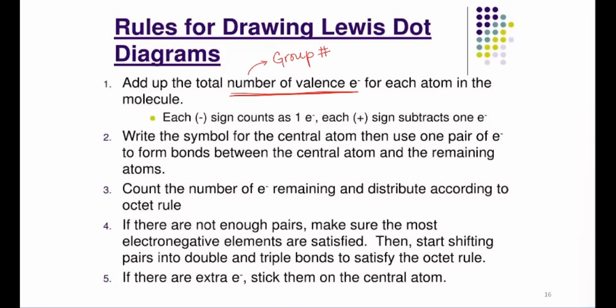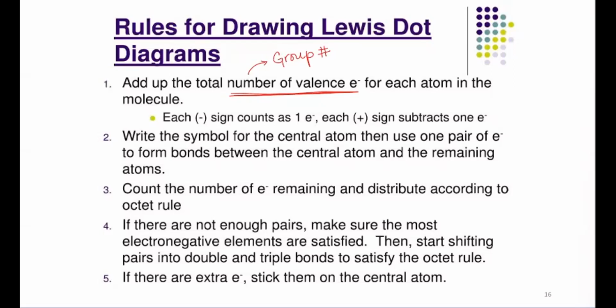But again, I'm just mentioning it in words. We're going to see it in practice in a few moments. Then you're going to count the number of electrons that are remaining, and then you're going to distribute it according to the Octet Rule, meaning that most atoms want 8 electrons. That varies because there are elements that we're going to see in a few moments that don't want 8 electrons, like hydrogen, like boron, like beryllium. But in general, many atoms, except those 3, are going to want 8 electrons, okay?